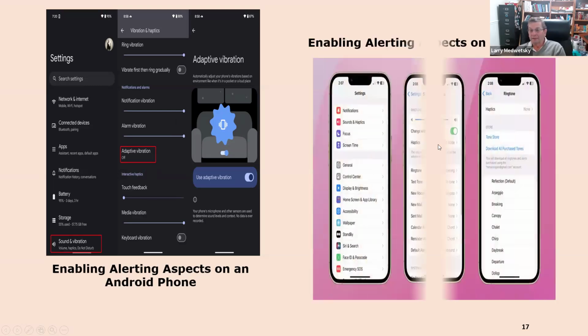And similarly on the iPhone, you have settings. So there are a lot of options now included on your phones itself in the settings that can make your lives much easier.